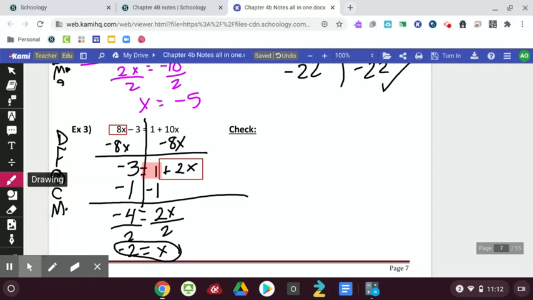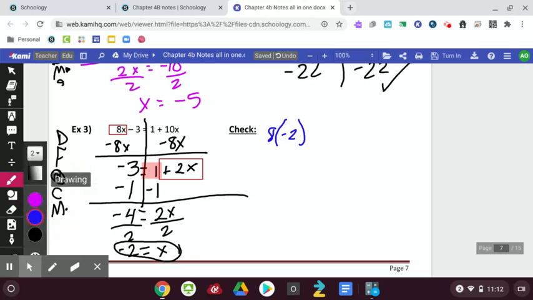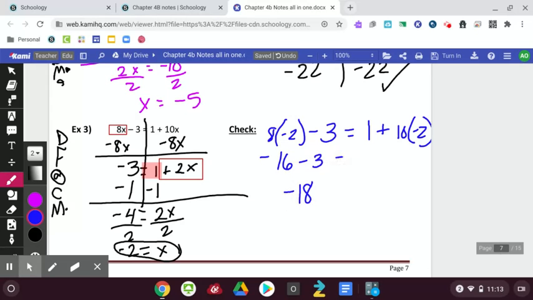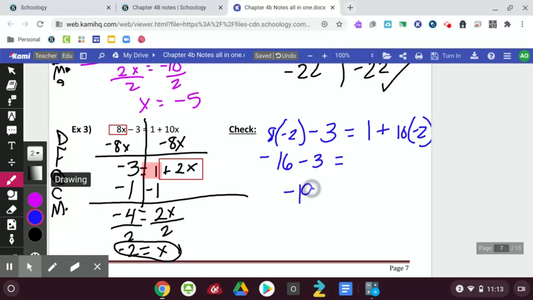So I'm going to do a check. Remember, the check's a little more complicated because you have 8 times negative 2 minus 3. So you calculate that, put that into your calculator, and then on the other side you have 1 plus 10 times negative 2, and you put that separately into your calculator. Negative 16 minus 3 is negative 18. No, it's not. It's negative 19.